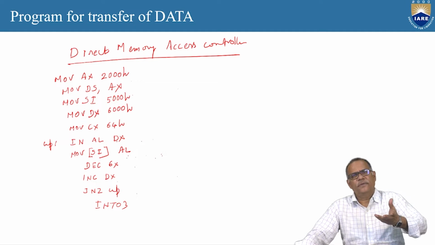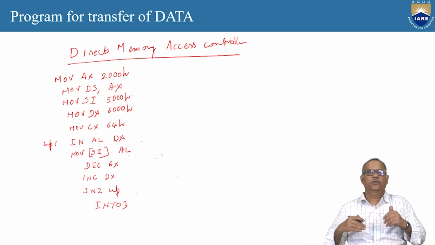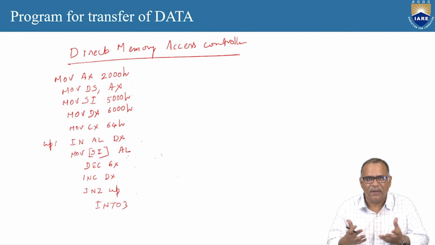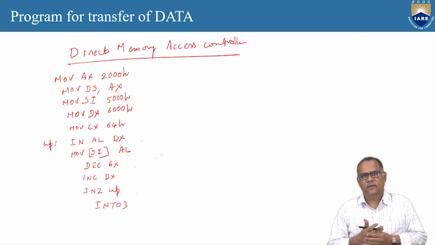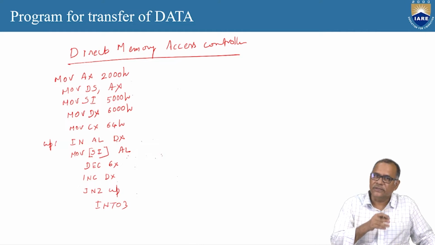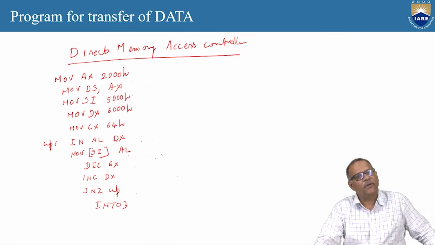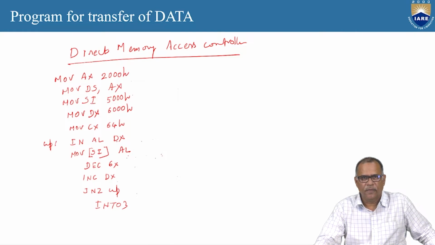For small volumes of data, you can transfer from the I/O device to the memory involving the CPU. But in case you have to transfer a large bulk of data, it is unnecessary that the data is brought inside the microprocessor. So the data can directly be transferred from the I/O device to the memory using DMA. That is why it is called direct memory access.